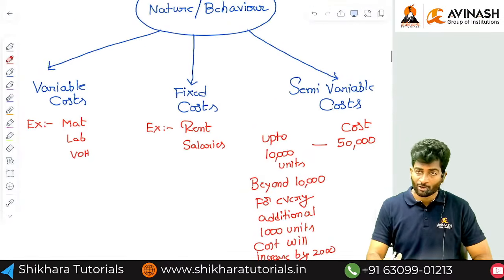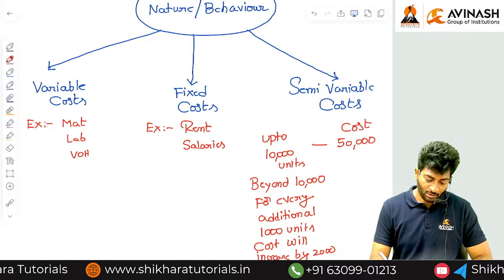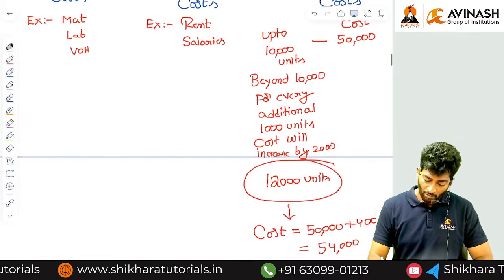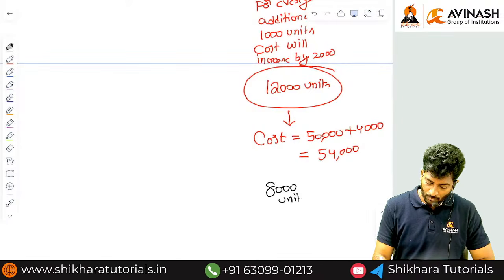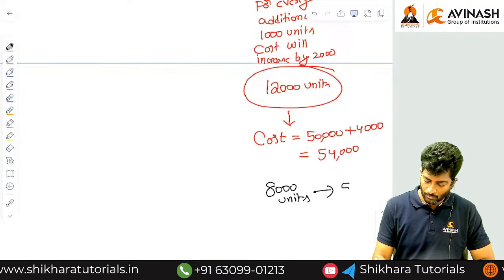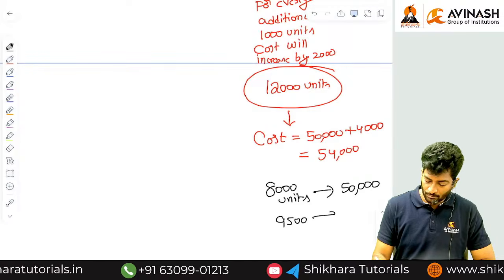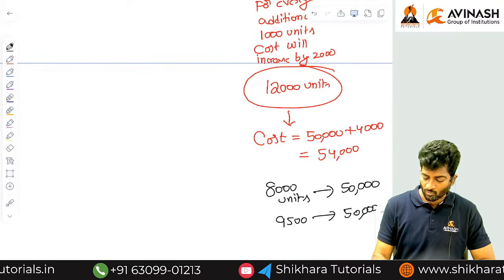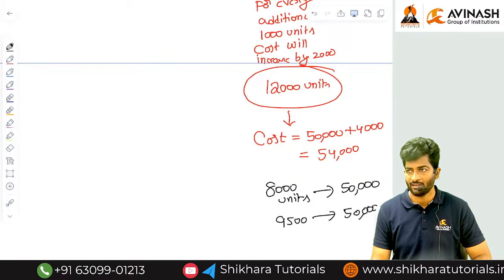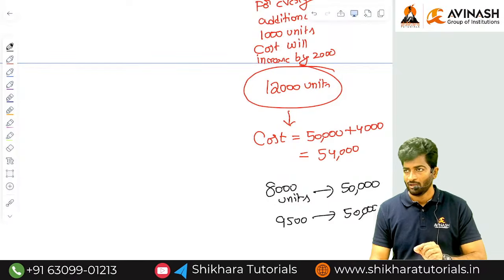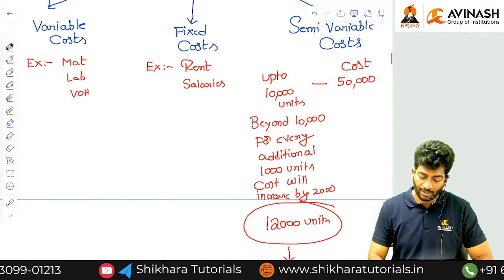Now, going back to the same point, up to 10,000 units means, say for suppose, you produce only 8,000 units, or if you produce 9,500, up to 10,000 units it remains the same, right? Beyond 10,000 units only it is changing, right? So we have both fixed as well as variable in this. So this is what I want to show as semi-variable cost.